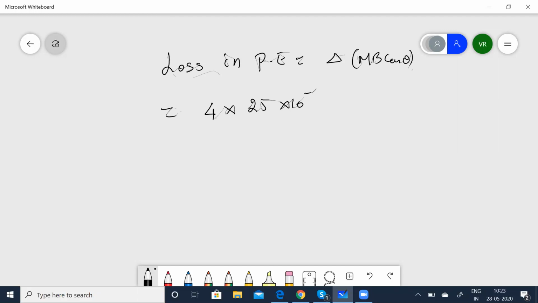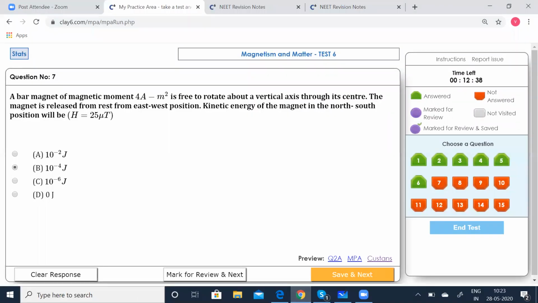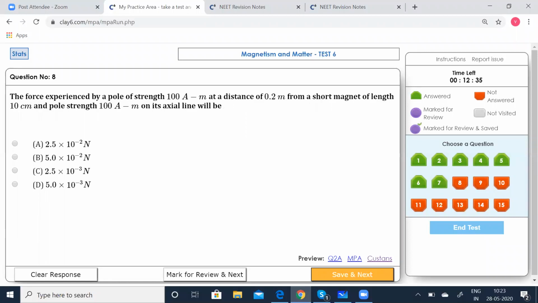Now, loss in potential energy is given by delta mb cos theta. All the values are given, so you can take it as 4 into 25 into 10 to the power of minus 6, which is nothing but 10 to the power of minus 4 joules. Yes, save that. Going to the 8th one.